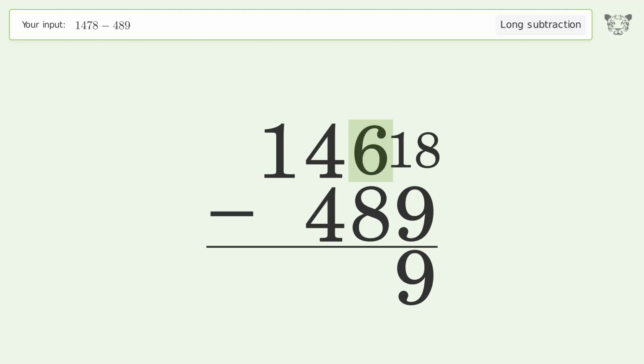Because the upper digit, 6, in the tens column is too small to get a positive difference, borrow 1 from the digit, 4, in the next number place which becomes 3, and get 16. 16 minus 8 equals 8.